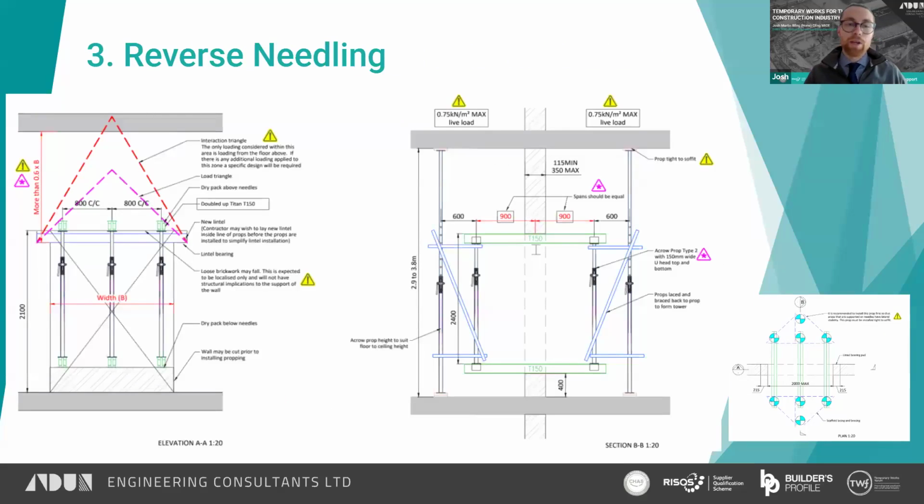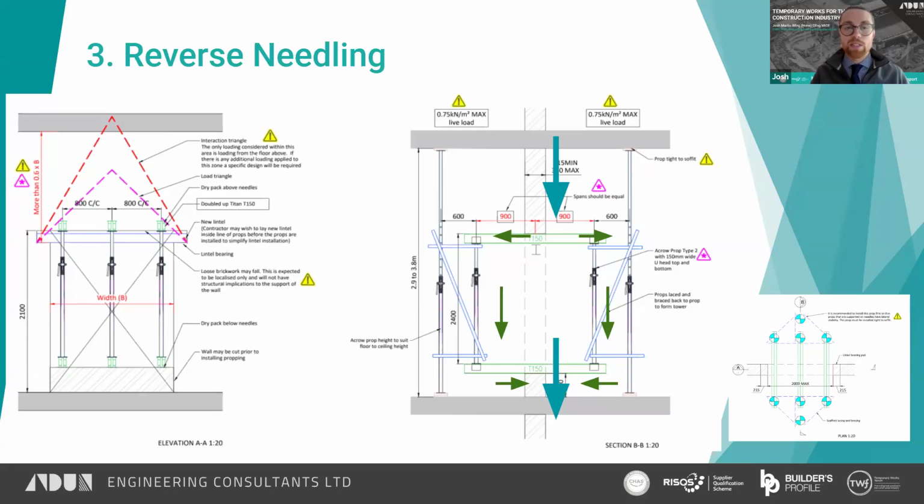If we're propping an opening on a raised floor and the floors are weak, for example a timber floor or something like that, then a reverse needling scheme can be used, which is what was shown here. This scheme takes the load from the wall, distributes it into the top needles, then it comes down into the props, then back into the lower needles, and then back into the wall, and it works just like that, okay?